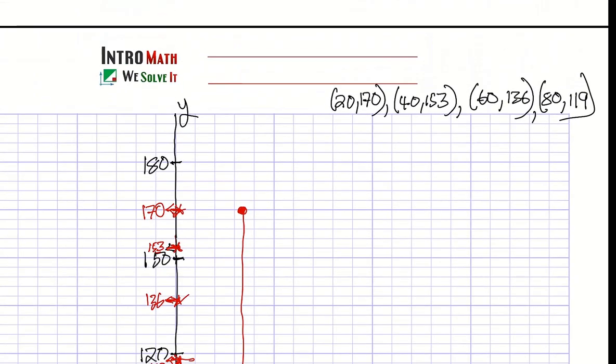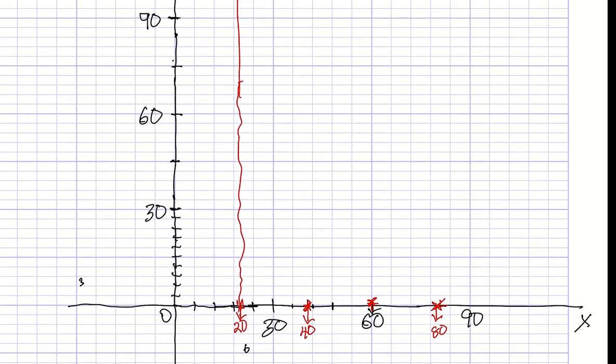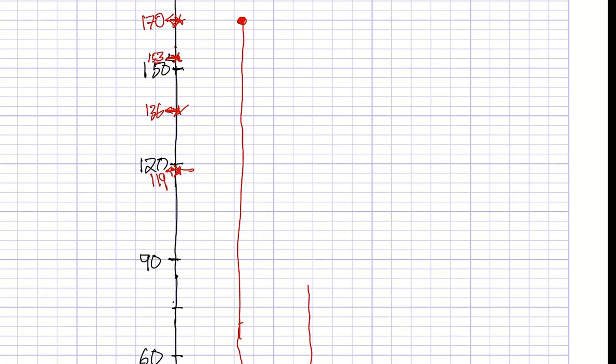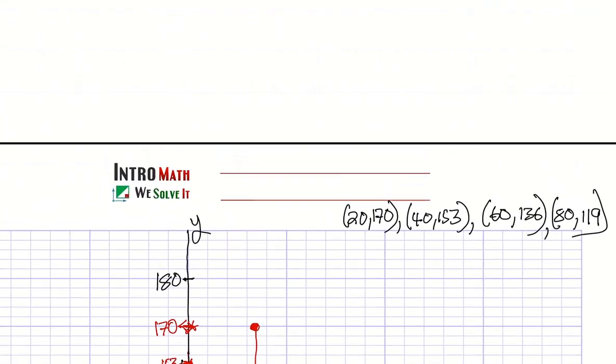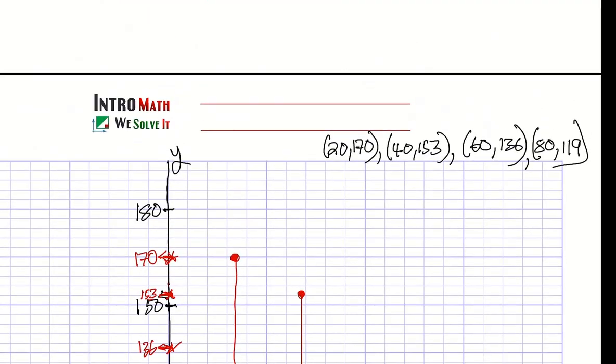Okay, and then what is the other one? 40 and 153. So you have 40 here, you trace it up. I want to trace it up so you don't put it in the wrong place. Where is 153? Let's trace it up right here. 153 is somewhere here, okay? Alright, what is the other one?